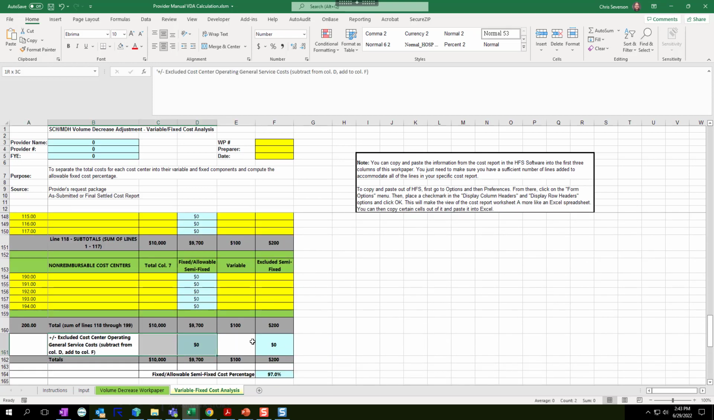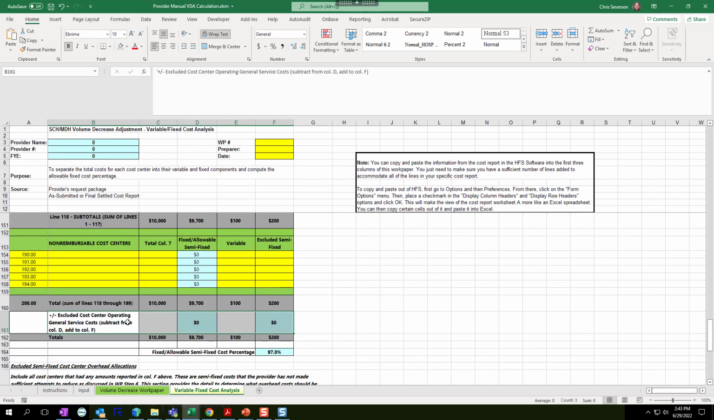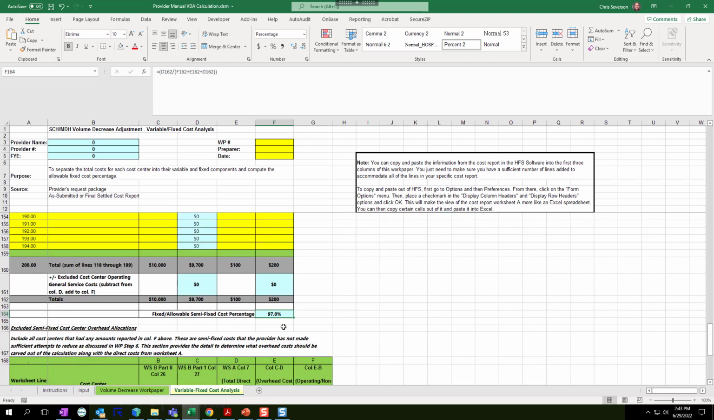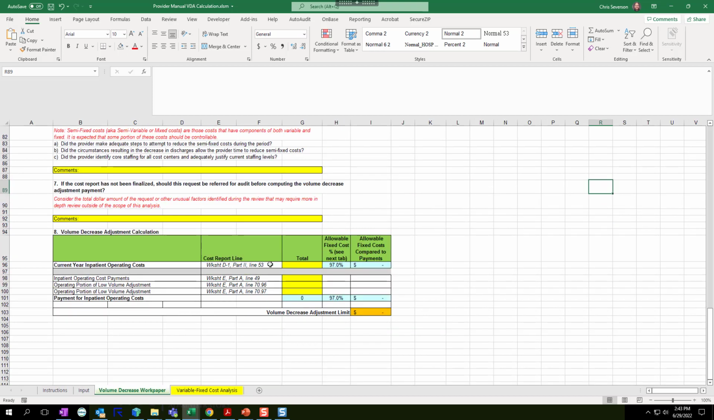And then it gets carved out right down here at the very end. So if I did have some, it would be carved out here. And in the end, your percentage down here, since I didn't have any of these excluded units, let's just say we didn't have any overhead for that, then I end up with 97% because 9,700 of my 10,000 was allowable. So that's 97%.